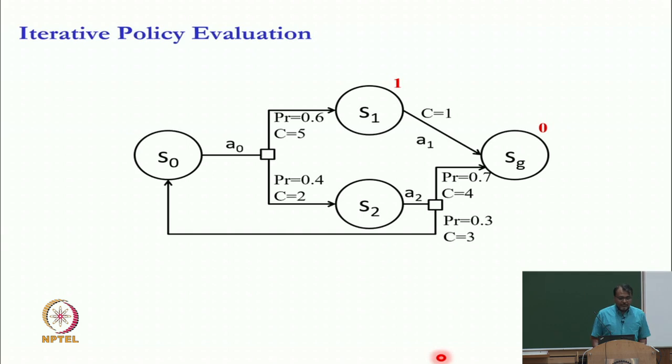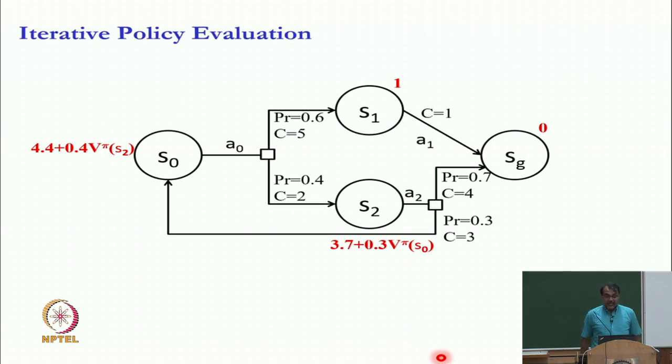Same problem. I have also computed the value of goal to be 0, and the value of S1 to be 1 in this case, but I have a problem in computing the value of S0 and the value of S2. I know that the value of S2 is determined by 3.7 plus 0.3 times V pi of S0. I know that the value of S0 is determined by 4.4 plus 0.4 times V pi of S2. You can check these numbers.